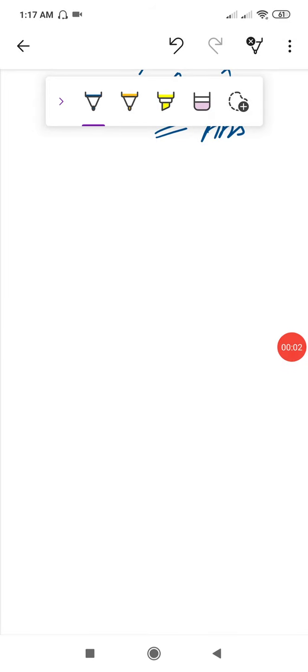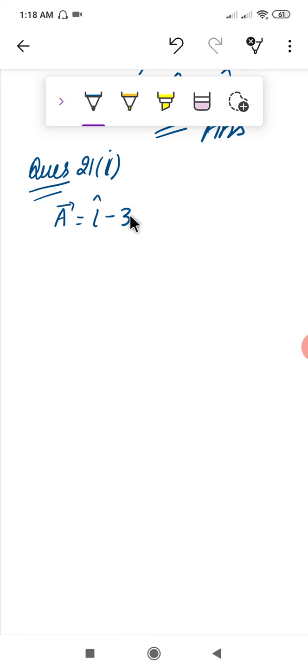So class, vectors practice questions, and today we are starting with a question that is again very important for all the exams, and this is also taken from Nutan Physics Beta. This is question number 21 and I am explaining you part 1, and the question is that vector A is given as i minus 3j plus k, right? And vector B is given as i plus j plus k.